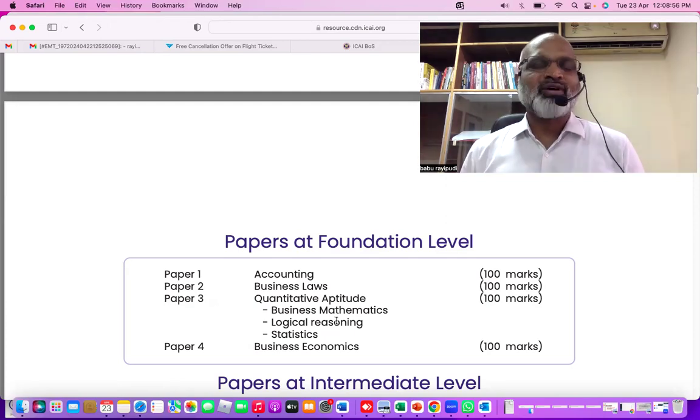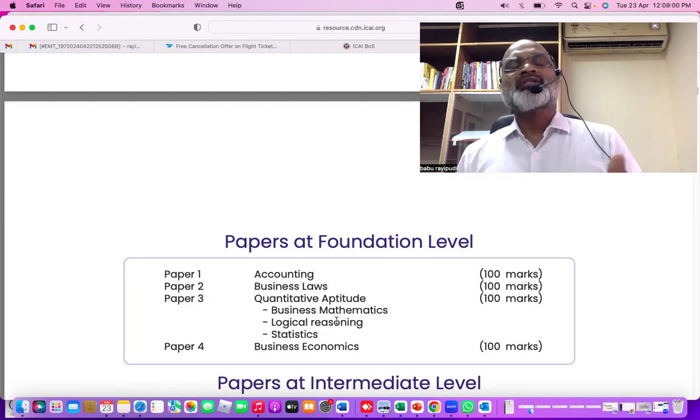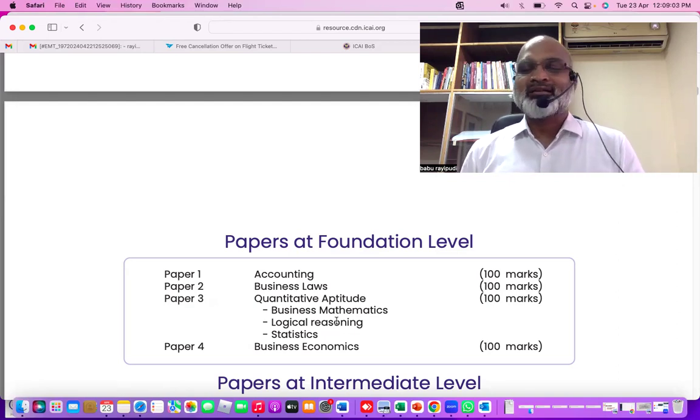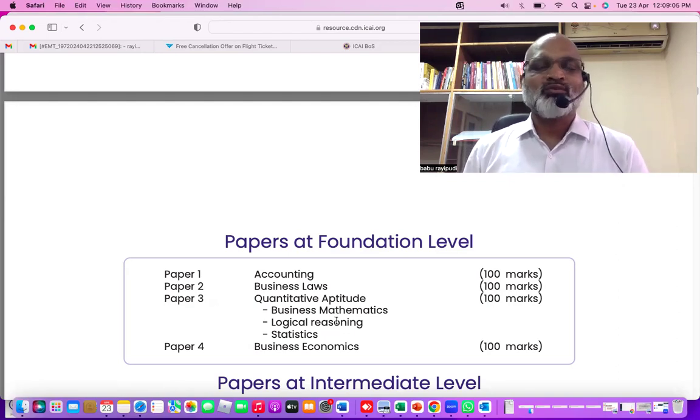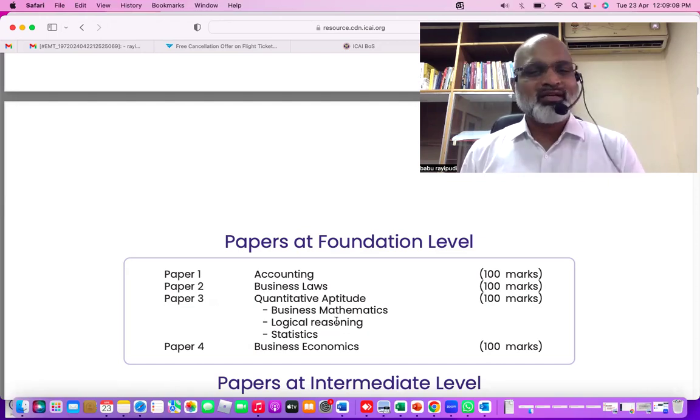For the 4 subjects we have, it would take 5 months. How many months? 5 months. And after 5 months, if you sit at home and study and write some mock exams for about 1 month, study, 1 month mock exams, if you do, 101% results are guaranteed.